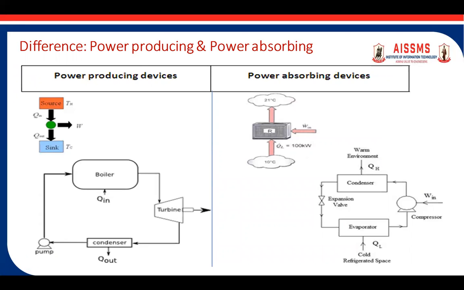Power producing devices, if you see the schematic diagram or the working principle, are just like the thermal power plant, as it produces the power. The heat is transferred from source to sink. For power absorbing devices, for example the refrigerator, it consists of basic elements: compressor, condenser, expansion valve, and evaporator. The heat transfer is from the low temperature body to the high temperature body, so some work is required to transfer it from the body at low temperature to the body at high temperature. So this is the working principle, based on the Kelvin and Clausius statements.